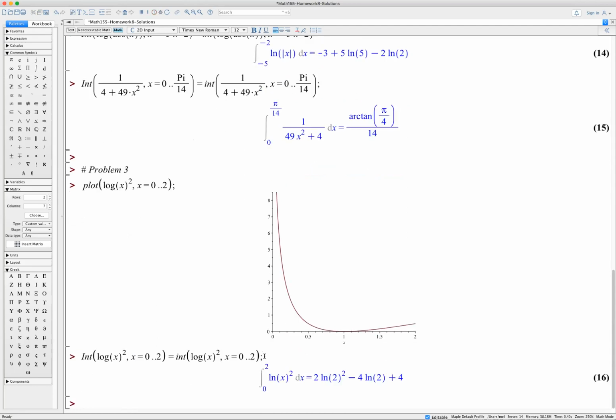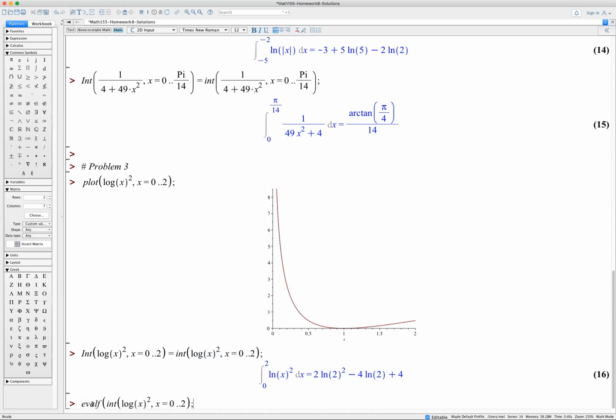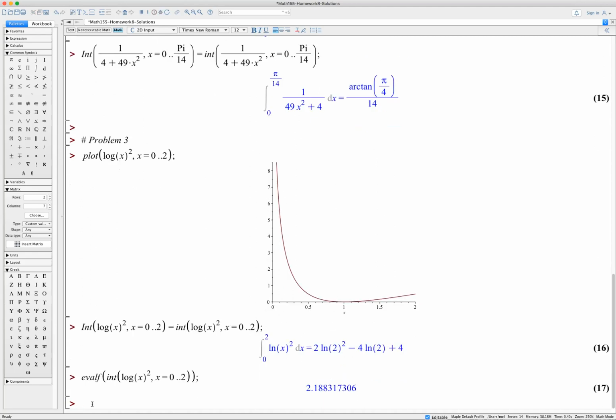See if Maple can calculate the integral. Yeah, this is what it is. If you want it as a decimal for whatever reason, it's interesting to see what that is. So this will convert to a decimal. So the area under this curve from 0 to 2 is 2.1891. Okay.